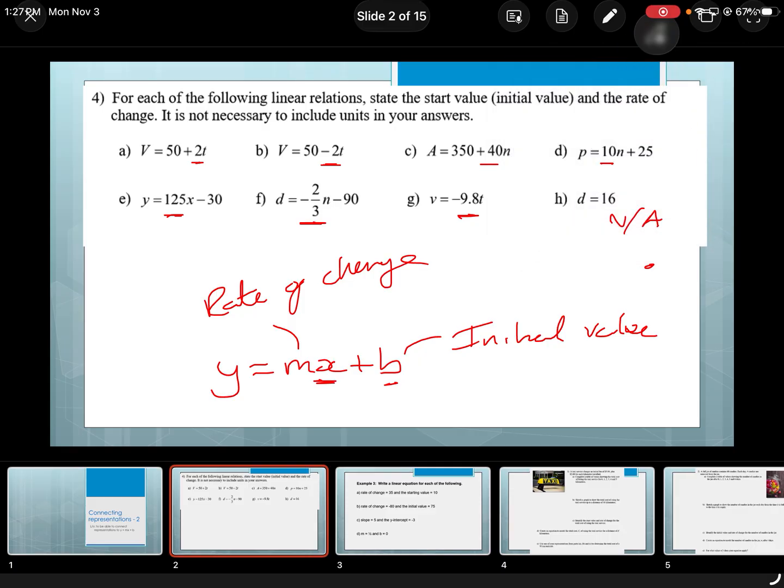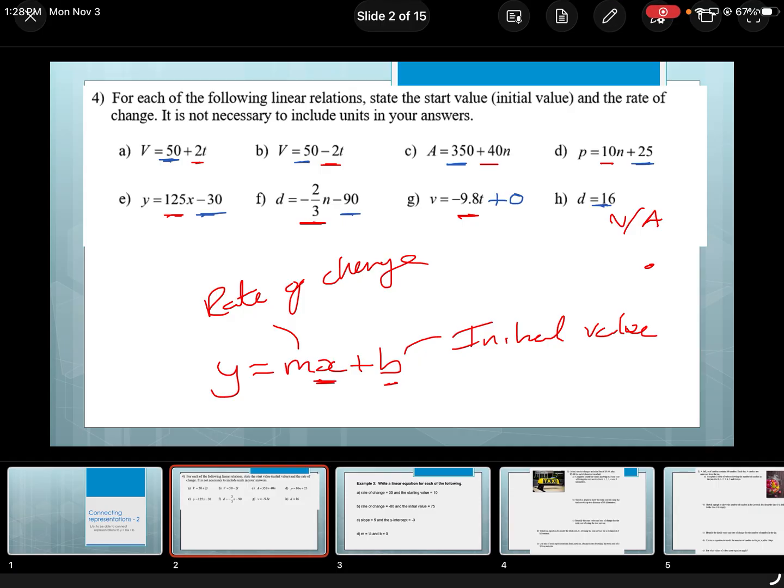For the initial value then, the initial value here would be 50. The initial value here is still 50. This one's 350. This one's 25. This one's -30. This one's -90. This one would be 0. And then this one is 16. And that's it. That's understanding y equals mx plus b, really. That's everything you need to know for that.